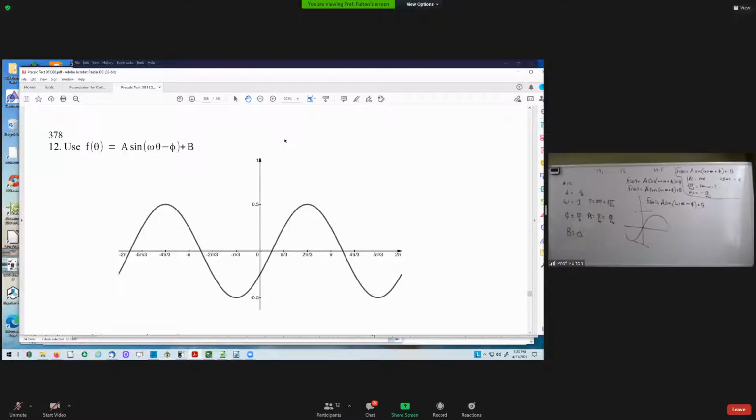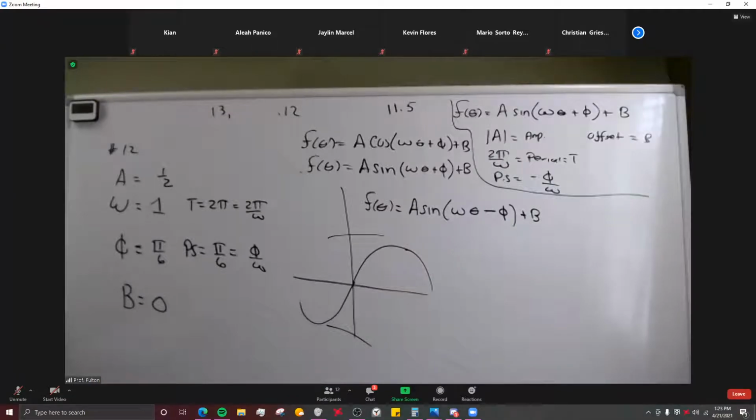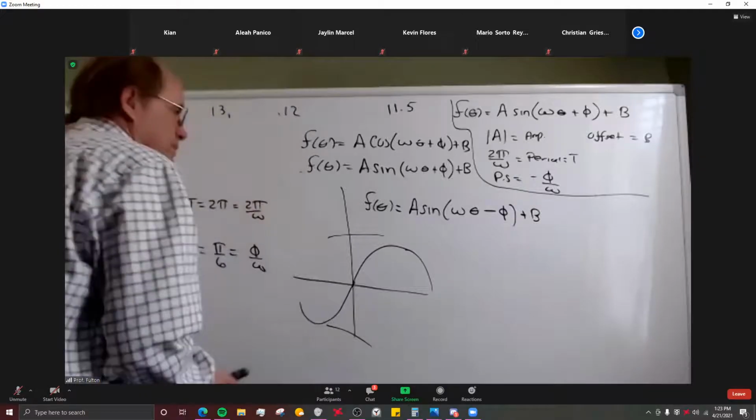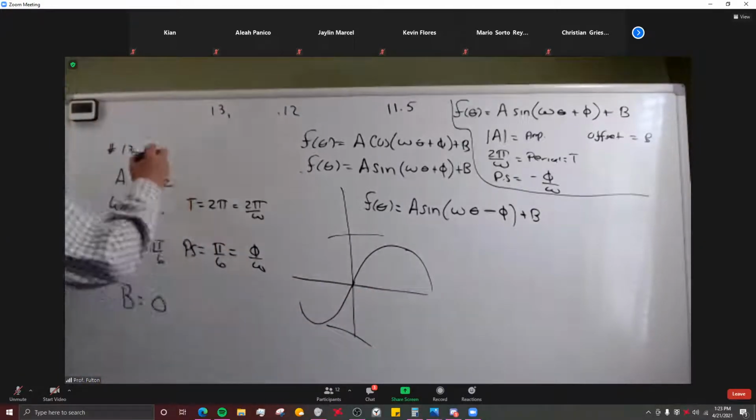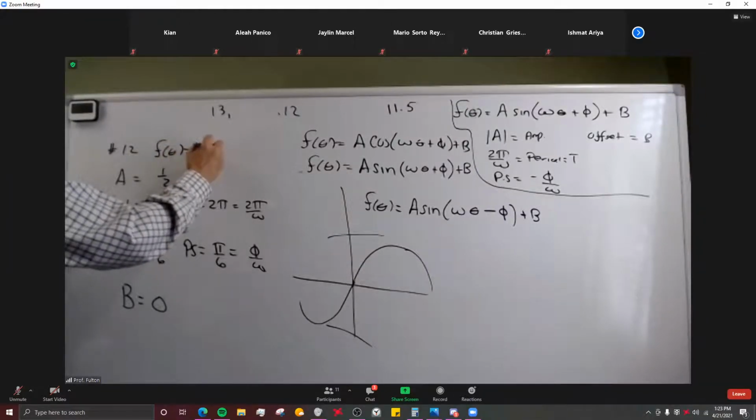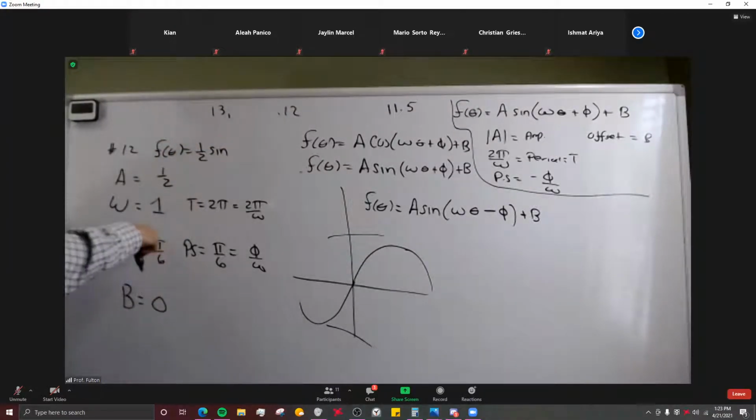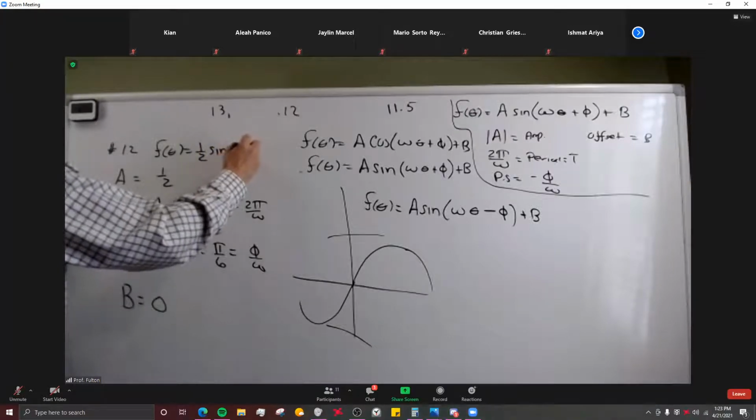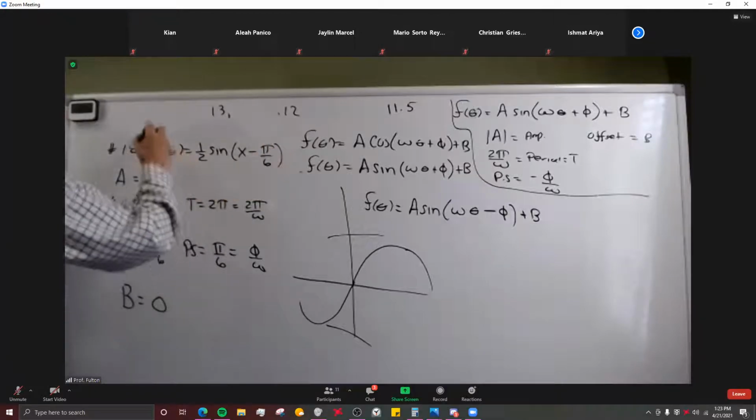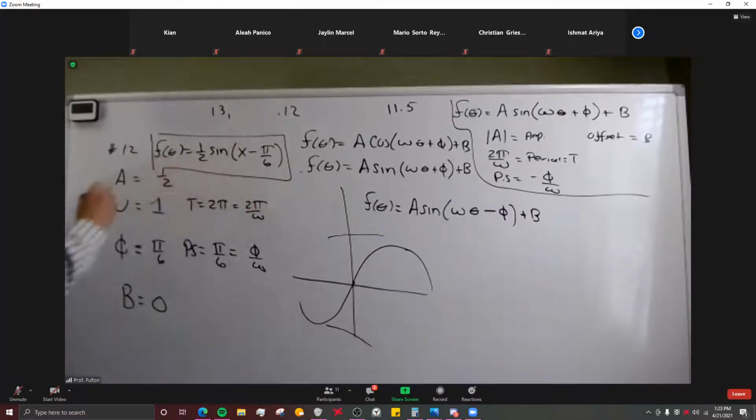So I can then rewrite what the function looks like now. The actual function I'm dealing with is f of theta equals 1/2 sine, omega is just 1, so it's x minus pi over 6. That's what I'm looking for. It's a little bit harder because you just don't get those things algebraically. You have to kind of work for them.